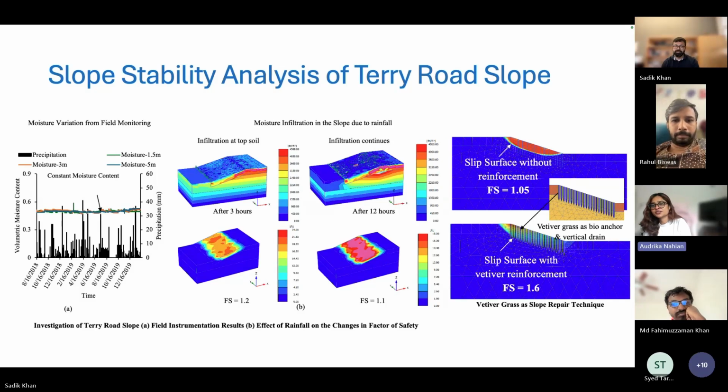Dr. Khan, I have a question. If we use vetiver grass for landslide failures, like to prevent landslide failures, what is the difference in cost compared to using the traditional methods?